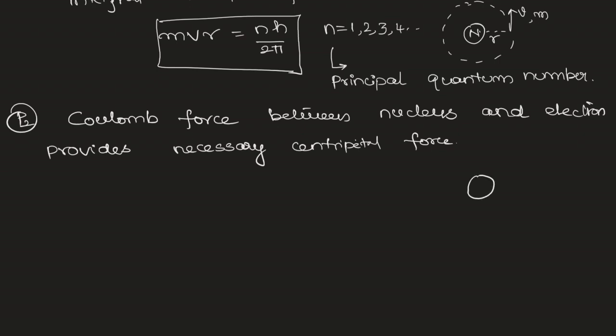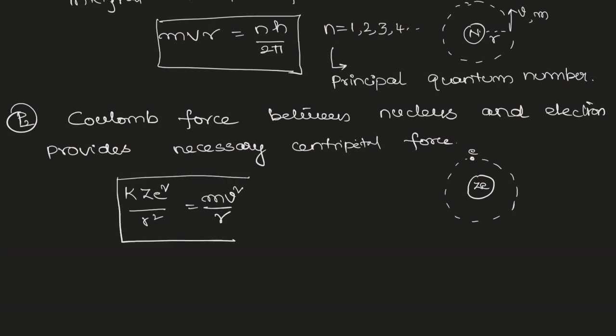So if suppose the nucleus charge is Ze and the electron charge is e, then the Coulomb force is K Z e square by r square, and that must balance with m v square by r. Here K is the Coulomb constant, whose value is 1 by 4 pi epsilon naught, which is 9 into 10 to the power of 9 Newton meter square per Coulomb square. So that is our second postulate.